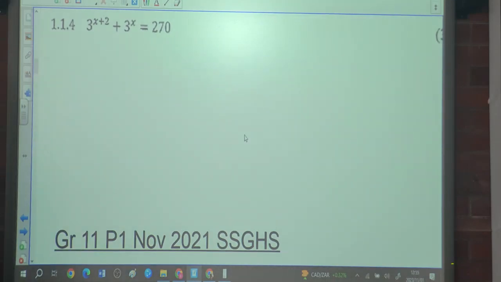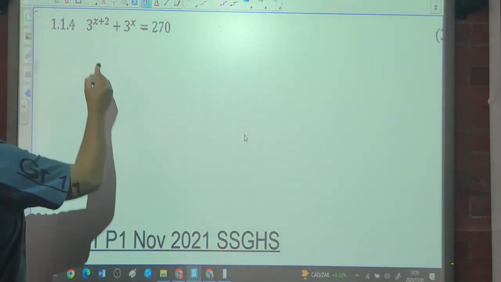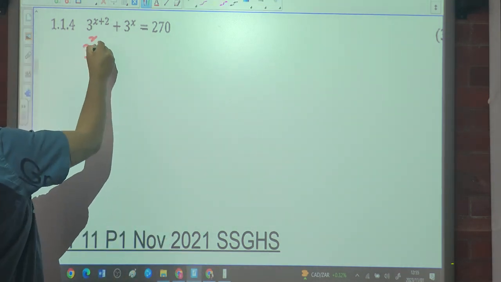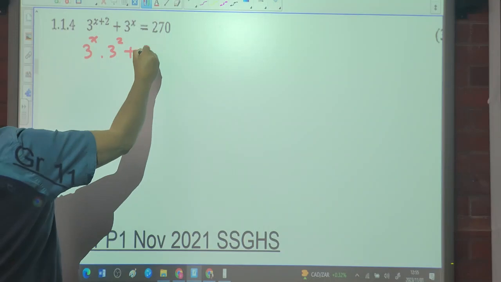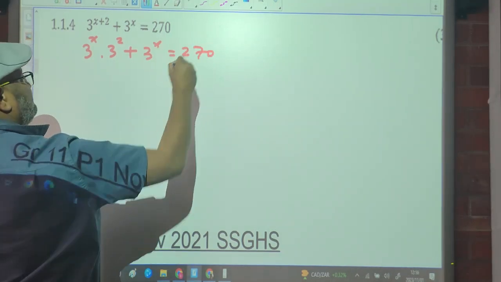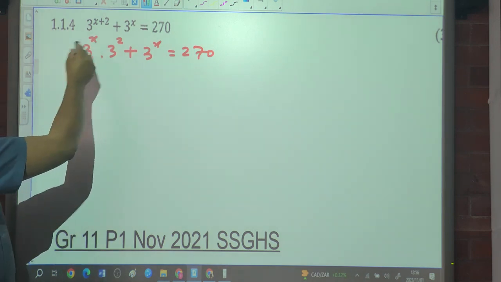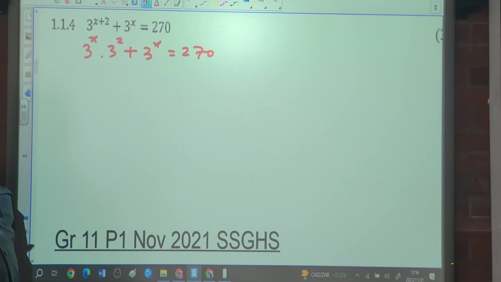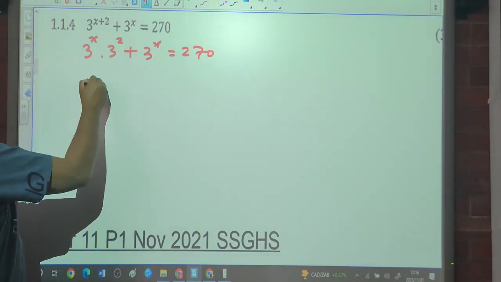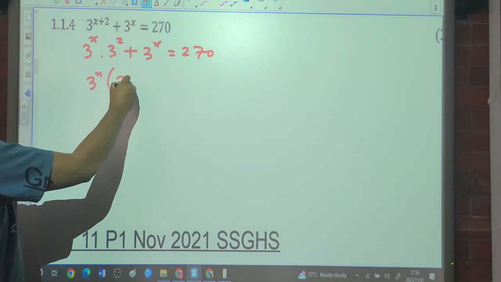1.1.4. So what are we going to do there? We're going to break up and factorize. Okay, so that's going to be 3 to the x times 3 squared plus 3 to the x equal to 270. Do I have to introduce the k here? No, you don't have to. If it was 3 to the 2x, then I would have introduced the k, because I then would have gone into quadratics. So what is common here? 3 to the x.